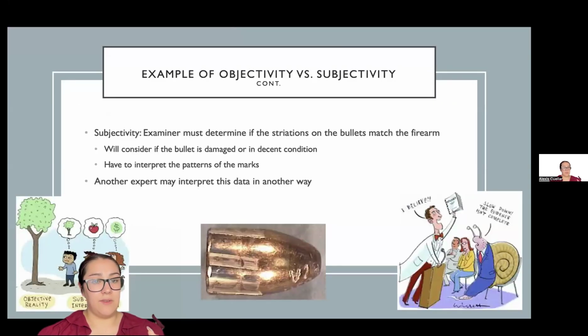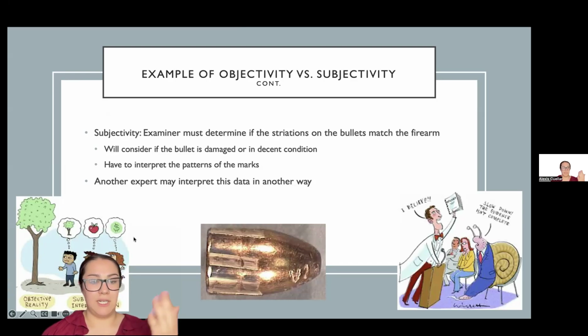Now, the subjectivity of this example would be the examiner trying to determine if the marks and the grooves on the bullet match the firearm. So, the expert is going to have to determine if the bullet is in decent condition or if it's damaged in any way or distorted in any way. They're going to have to interpret the marks. These marks, they may interpret in a different way than other experts may interpret them. So the images below give an example of subjectivity.